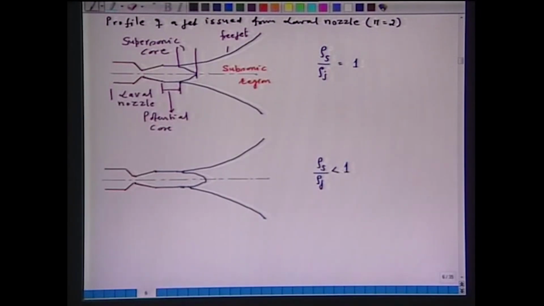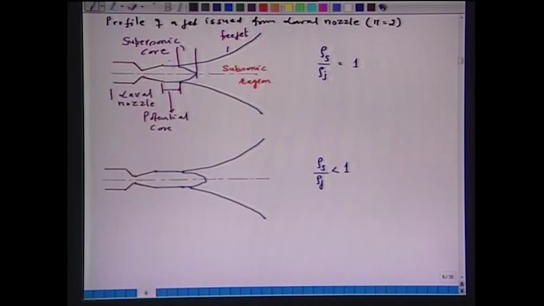From here to here is the length of the supersonic core. In the potential core, whatever velocity at the exit, that will be maintained throughout the potential core. In the supersonic core, the end point will be where in the jet the velocity is attained to the sonic velocity. So, supersonic core will extend from here to here. This is the total length of the supersonic core. Beyond this, there is a subsonic region.